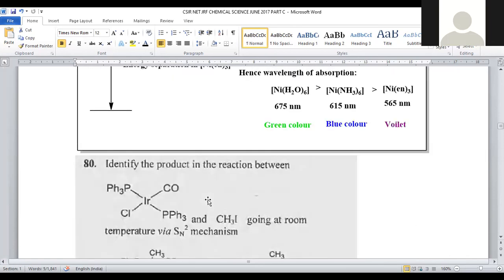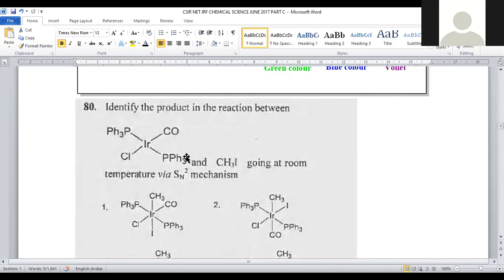Let us move on to question number 80, where a square planar complex of iridium was given. Trans-bis(triphenylphosphine)chlorocarbonyl iridium complex. This complex is now added with methyl iodide. When methyl iodide is there, what happens? Its geometry will be expanded. Square planar turned into octahedral, right? Square planar dsp2 hybridization will now be turned into sp3d2 hybridization by the addition of CH3I. So it turned into an octahedral complex.